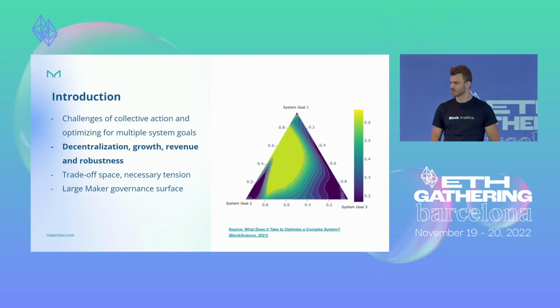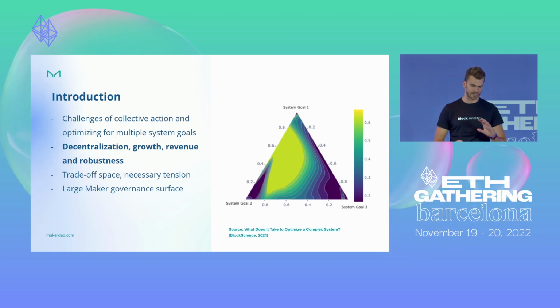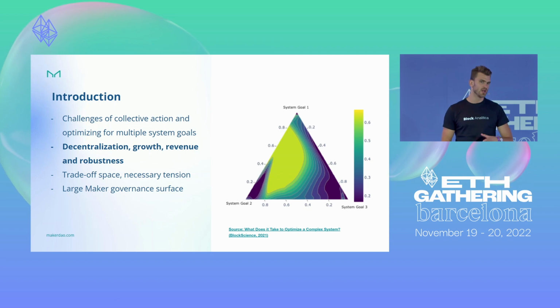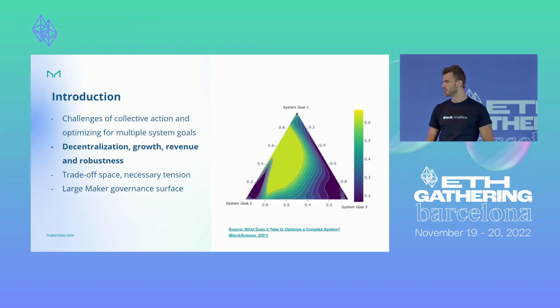Maker is also specific because it has a very large governance surface, so that means there are a lot of knobs to turn, things that are not automated. Other protocols took a different path with minimal governance surface, but Maker took a different route.